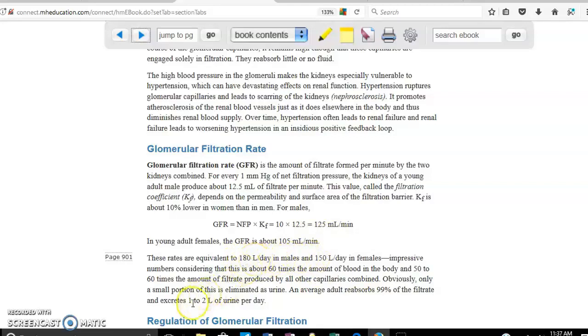We urinate, as you can see here, only 1 to 2 liters, which means that most of it, 99% of whatever we filter, gets reabsorbed. Therefore, this glomerular filtration rate must be controlled, and because of that, we have the next topic in here, which is regulation of glomerular filtration.